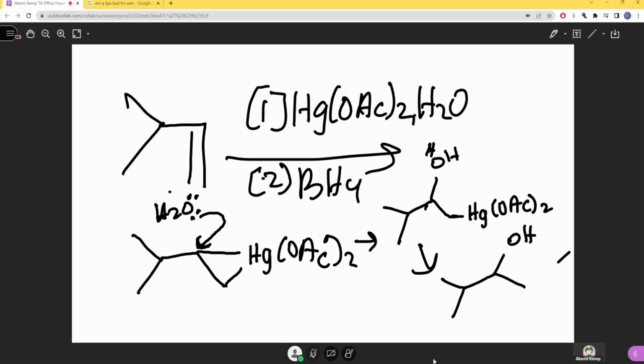No, so water adds on. The BH4 only technically works with the HgOAc to take all this off. The water we need to add OH. So water's added, and then I think after the HgOAc breaks off, I believe it grabs the extra hydrogen off of the water too to make your OH. I believe. But this is basically your normal mechanism for using this reagent.